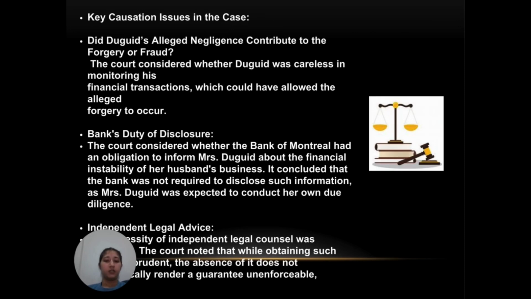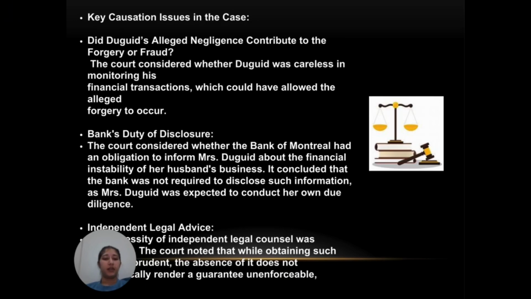Another main issue in this case was whether Duguid's negligence played a role in the fraud. The court examined if he had been careless in monitoring his financial transactions, which might have allowed the forgery to happen. The court also looked into BMO's duty to disclose information. It concluded that the bank was not obligated to inform Ms. Duguid about her husband's business's financial issues, as it was her responsibility to do her own research.